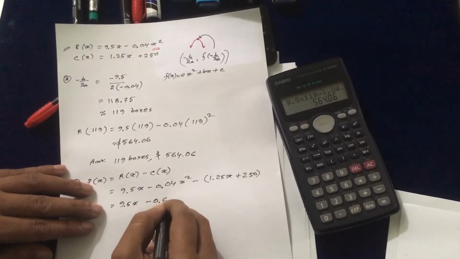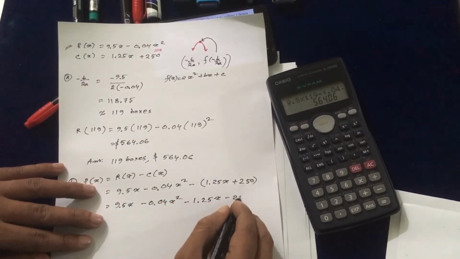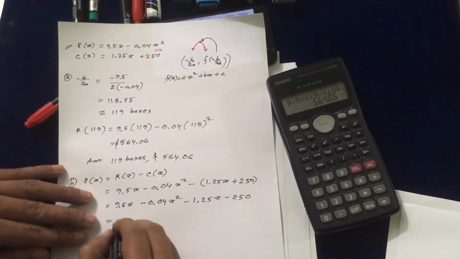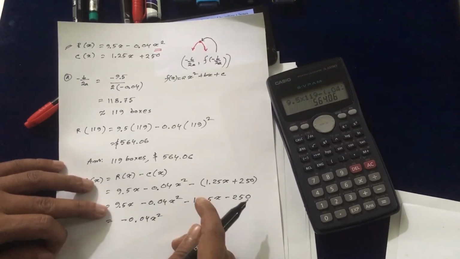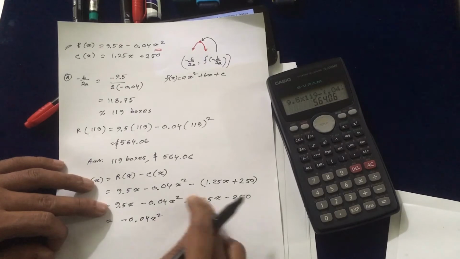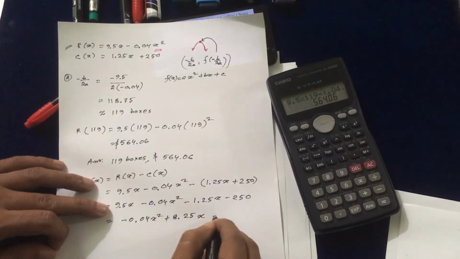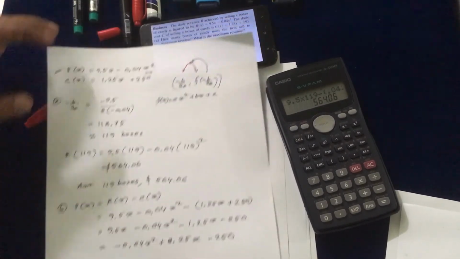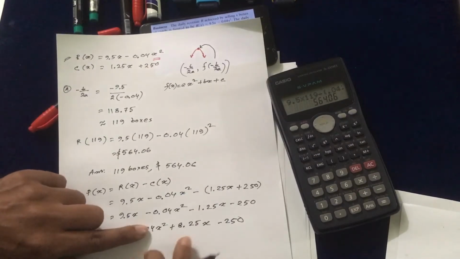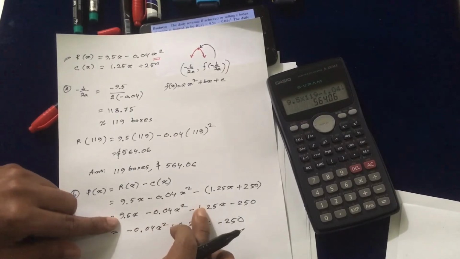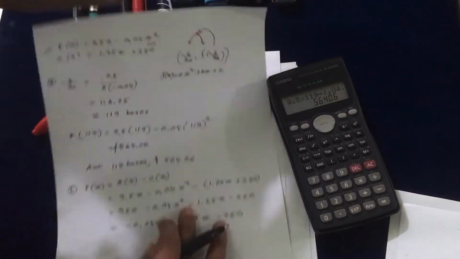This is 9.5x minus 0.04x squared minus 1.25x minus 250. This equals minus 0.04x squared. Then 9.5 minus 1.25 is 8.25, so plus 8.25x minus 250. So this is the profit function. We have done some rough calculation. Is it right? 9.5 minus 1 equals 8.5, 8.5 minus 0.25 equals 8.25. Okay, this is right.